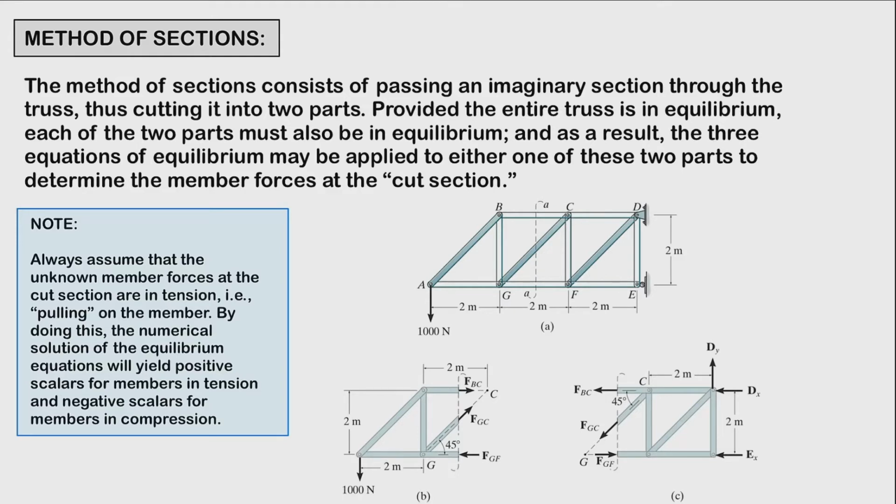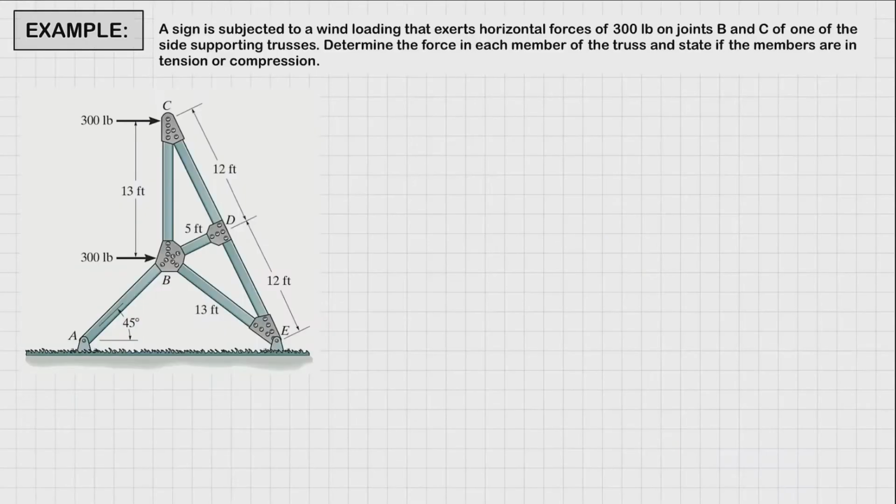But sometimes we could use a combination of these two methods. Alright? Okay, so first example, we have here a sign that is subjected to a wind loading that exerts horizontal forces of 300 pounds on joints B and C of one of the sides supporting the trusses. Now we're going to determine the force in each of the members of the truss and state if the members are either in tension or in compression.